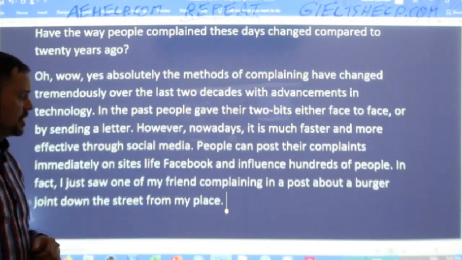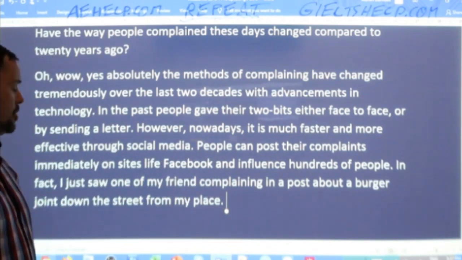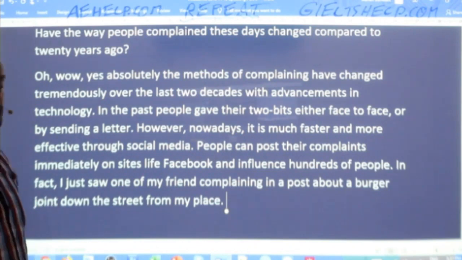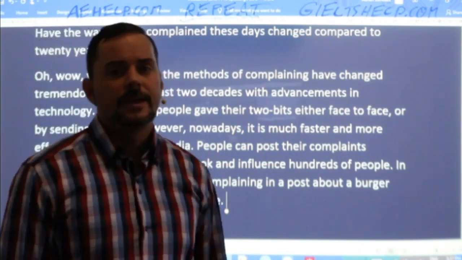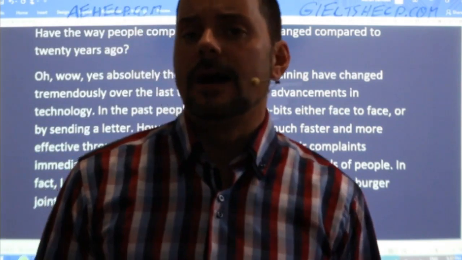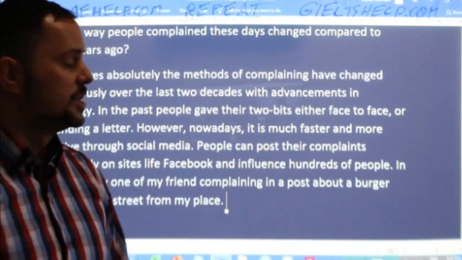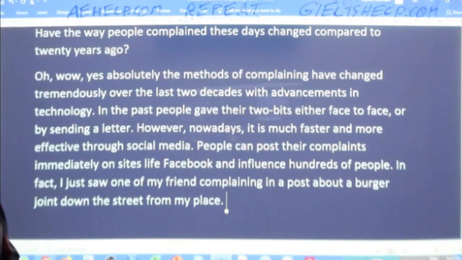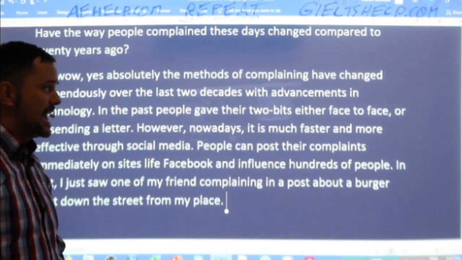In fact, I just saw one of my friends complain in a post about a burger joint down the street from my place. Okay, that's Band 9: high-level fluency, high-level lexical resource, good coherence, good grammar range and accuracy.